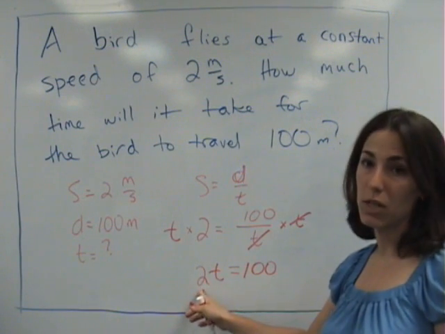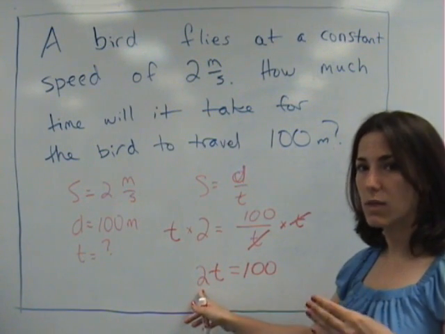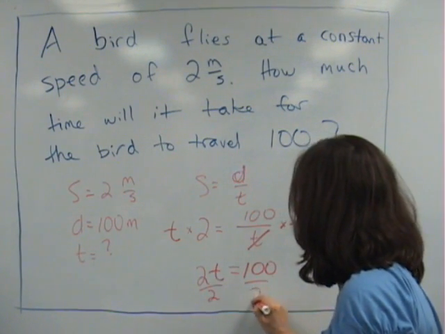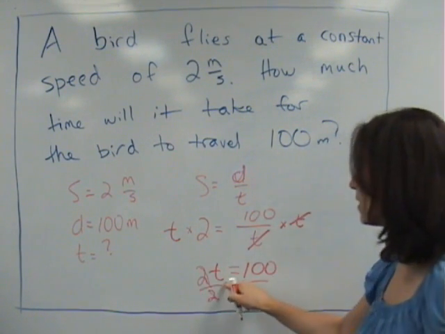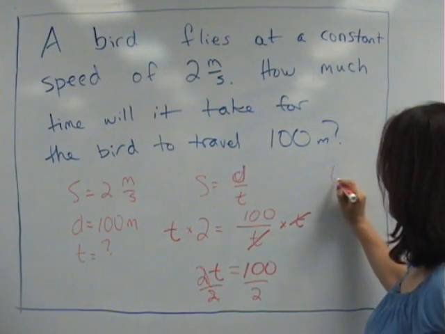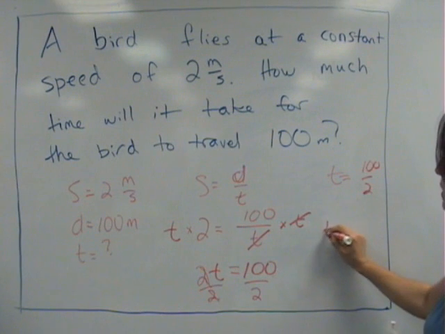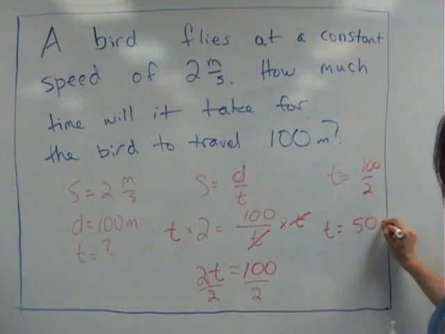t is being multiplied by 2 in this case, so to undo multiply, I'm going to divide both sides by 2. That gets rid of the 2, and that finally gets t by itself. So t is 100 over 2, or in this case, t is 50, and the units are seconds.